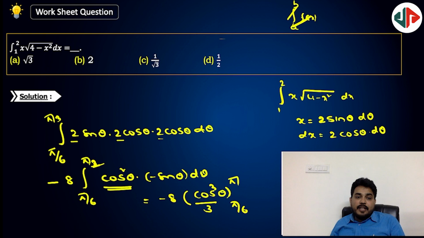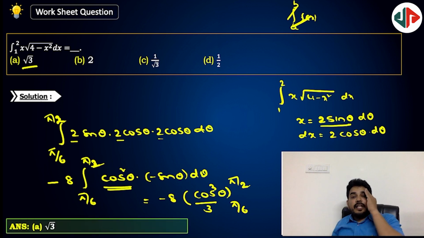This is pi by 2 because 2 sine theta is equal to pi. Okay, so when you substitute, this value will be 0. When you substitute pi by 3, cos pi by 3 is equal to, what is cos pi by 6? Cos pi by 6 is root 3 by 2. So root 3 by 2 means 3 root 3 by 3 will be there. So the answer is going to be root 3 for this particular question.